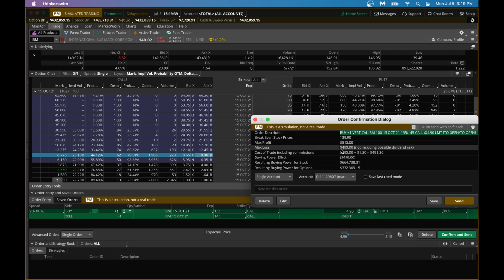If I make, I'll win $510. And if the stock is above 139, which is below current price, I break even. So it's a good proposition, and obviously you don't need to wait till expiration date, which is 15th October. You could sell this anytime for a profit, or you could close the position for a small loss.